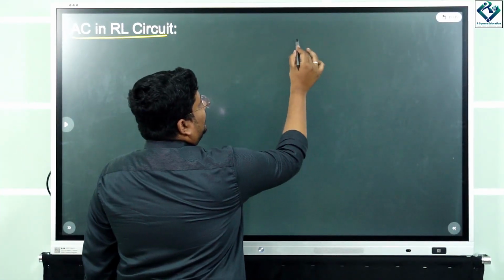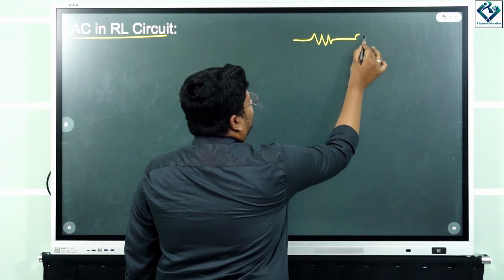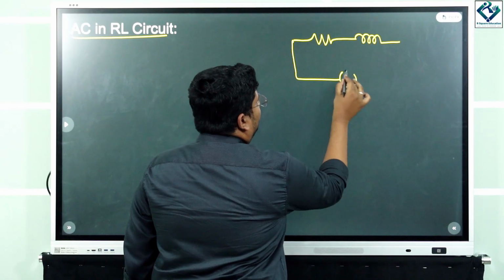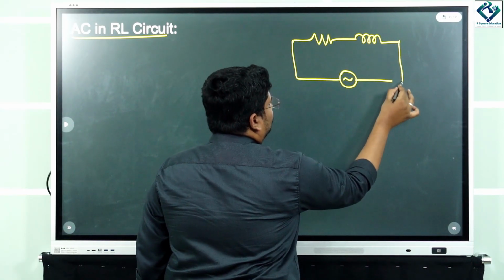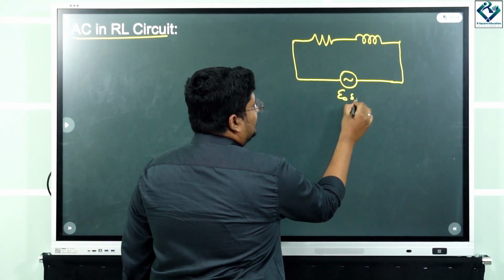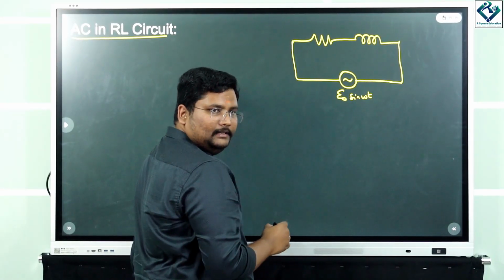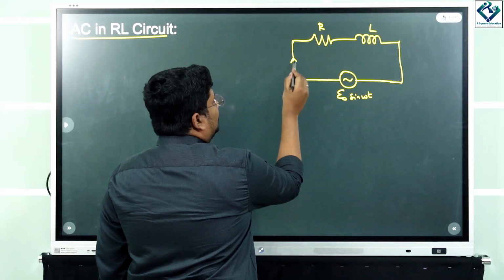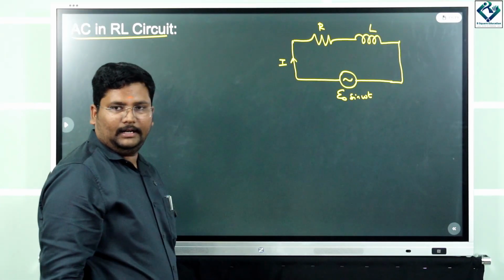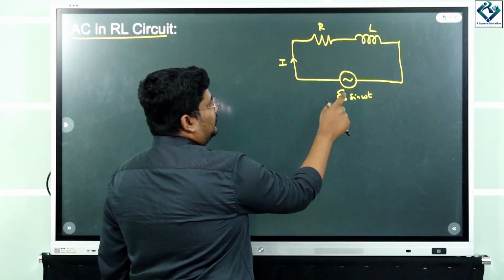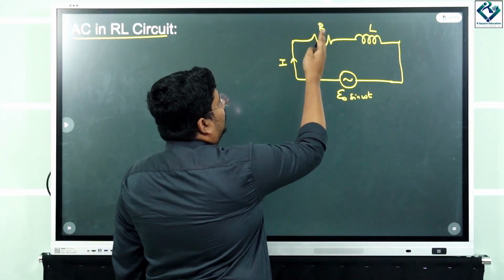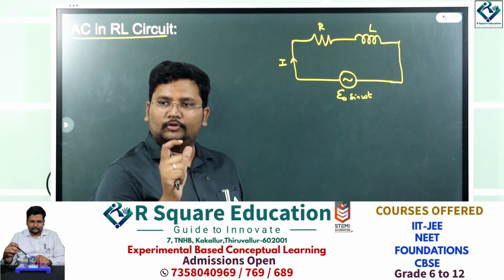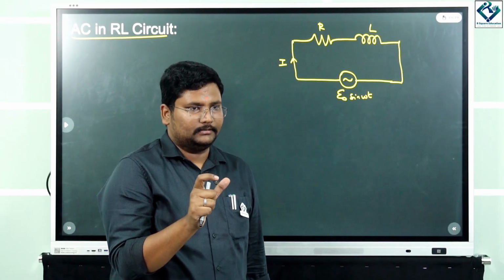So obviously we will take a resistor combined with an inductor in series, connected to an alternating current source. So this is going to be E naught sin omega t. And this is the resistor, this is the inductor, and there is going to be a current flow of I. Whenever I connect a source of potential across a series combination, there will be the same current, but individual components will have potential drops.